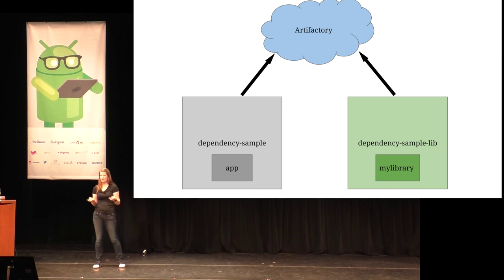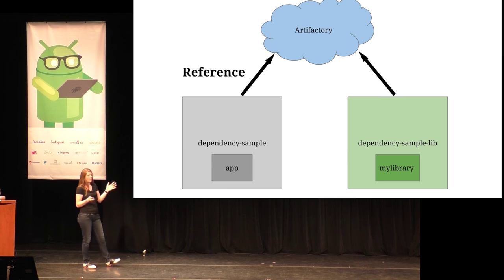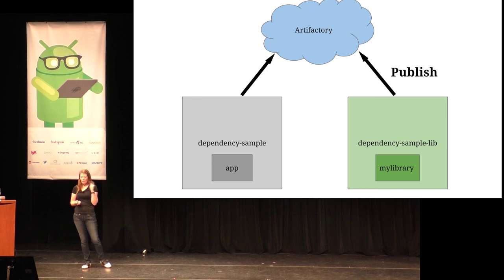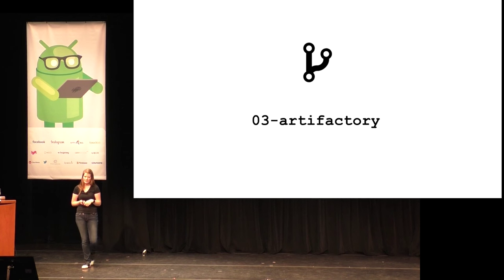And your dependency sample library sits over here, and it says, I will publish this artifact, and it hosts it up to Artifactory. So Artifactory is like this middleman that literally lives in the cloud. So you've got the reference on one side, you've got the publishing on the other side. So you've added sort of an extra step now to keep your middleman in the loop. All of these examples are on the O3 Artifactory branch.